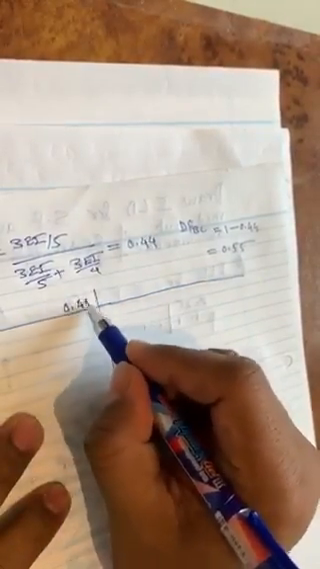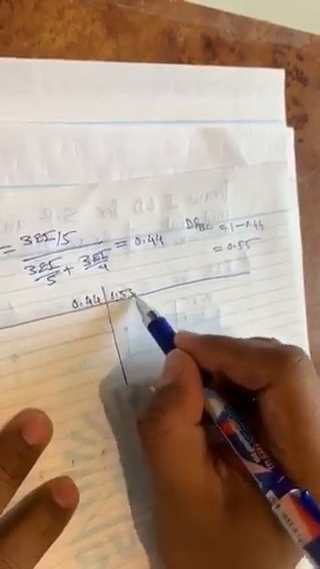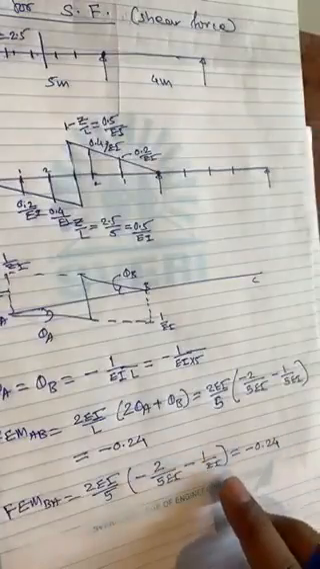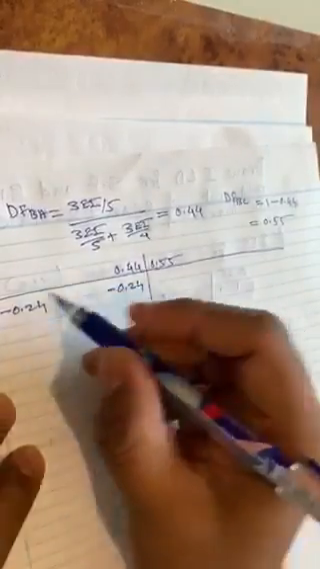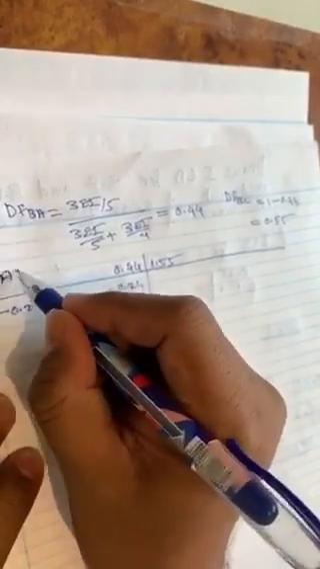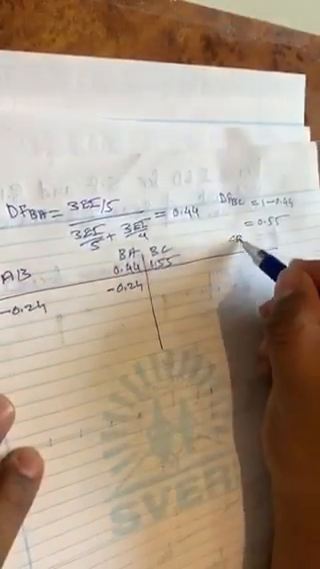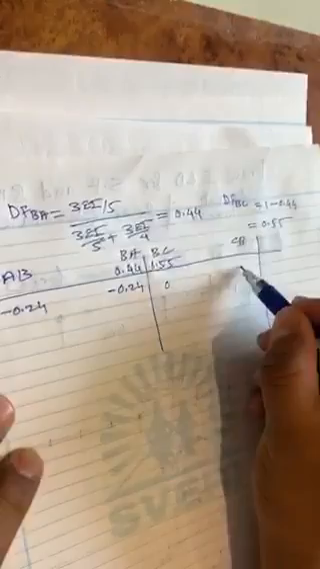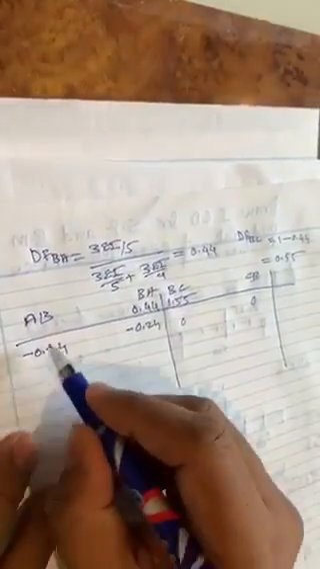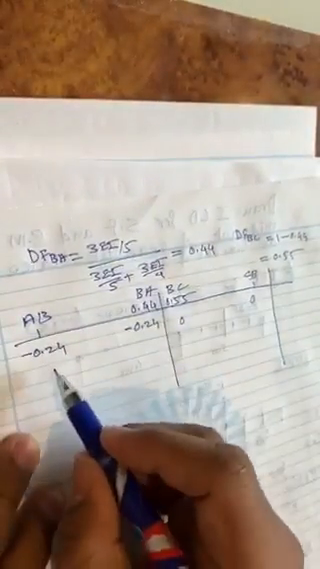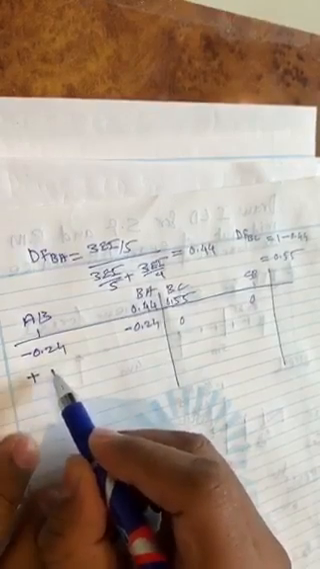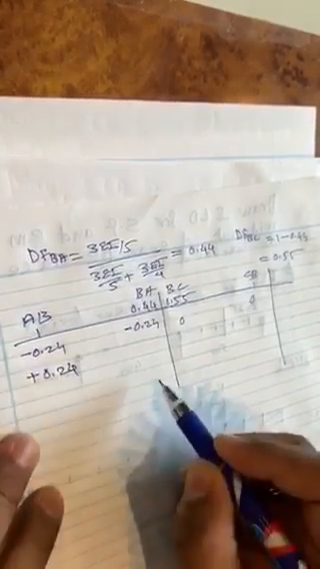So this side the distribution factor is 0.44, this side it is 0.56. Both the fixed end moments are the same, that is minus 0.24, minus 0.24. So we will substitute minus 0.24, minus 0.24. So this is AB, this is BA, this is BC, this is CB. Okay, so this is 0 and this is 0. And now this is 1 and this is 1. So as this is a hinged support, it will release completely.